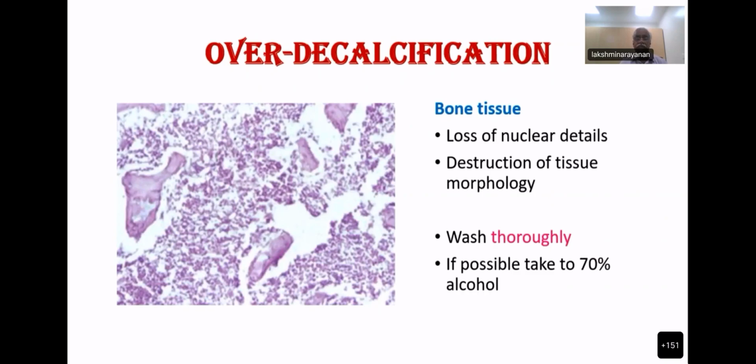Then over decalcification, which happens many times because people frequently don't check it. When it is over decalcified, you cannot report it actually, because of destruction of tissue morphology. What we can do is wash thoroughly. I say thoroughly because people keep it for just half an hour and think it is over. Many years ago we used to wash overnight, because if you use nitric acid, overnight washing is suggested. But nowadays formic acid is preferred, and then at least 5 to 6 hours of washing is necessary. And if possible, give a 70% alcohol stage. That gives very good morphology afterwards. People don't do it, but giving 70% alcohol for at least 1 hour will give a better result.